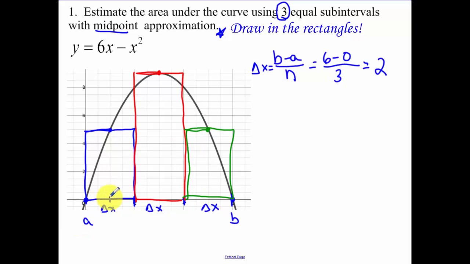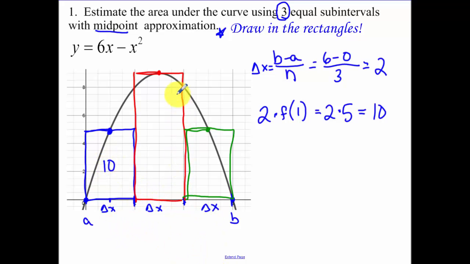Okay, so let's look at what each one of our rectangles are. The width is going to be 2. The height is this function value. That's our function value evaluated at 1. So that's going to be 2 times, when I plug in 1 there, we end up getting 5. So the area of that rectangle is equal to 10.